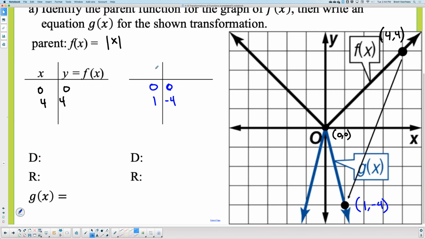Divide by 4. What we actually do here is we're dividing our x by 4. Very good. 0 divided by 4 is still 0. 4 divided by 4 is 1. Okay, now let's look at the y's. A 0 remains a 0, but a 4 becomes a negative 4. How do we make that happen? Multiply by negative 1. So you could just say negative y.